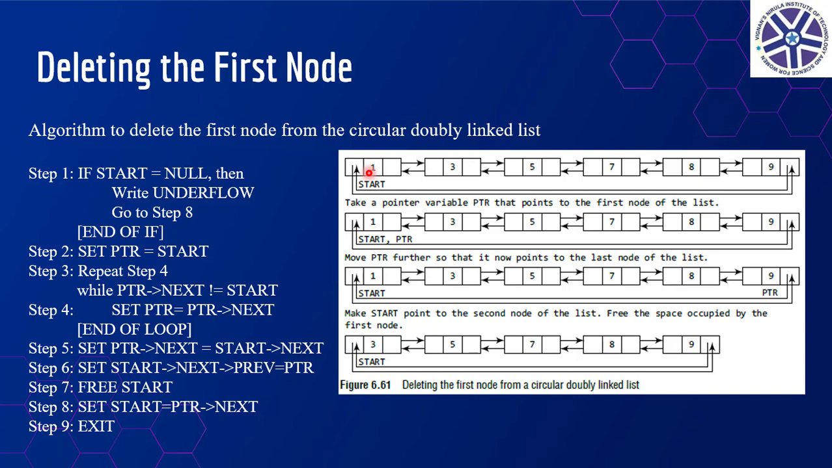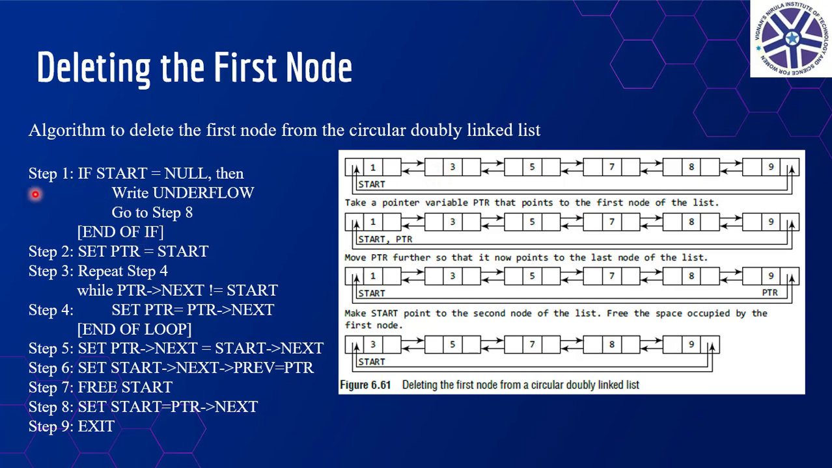So if you delete this first node, what do we have to do? We have to connect this last node with this second node, and make the second node the start. Now let us see how we are going to do that.